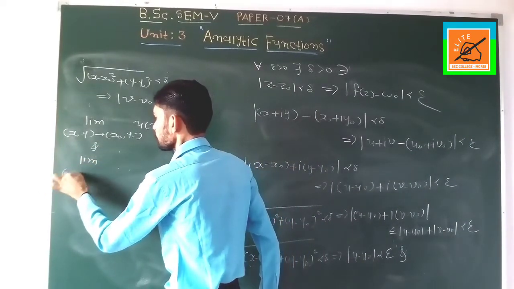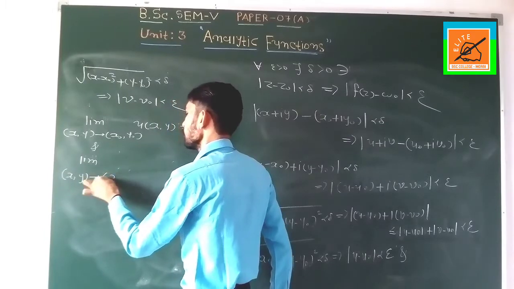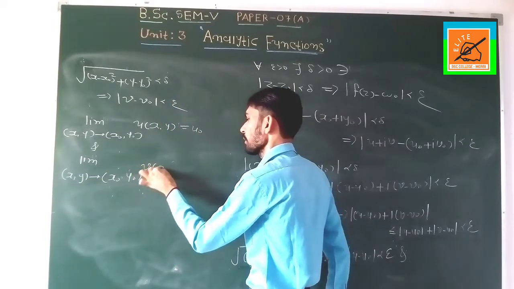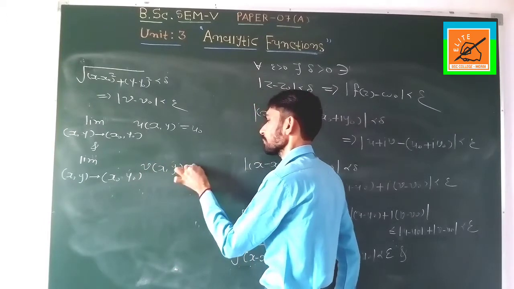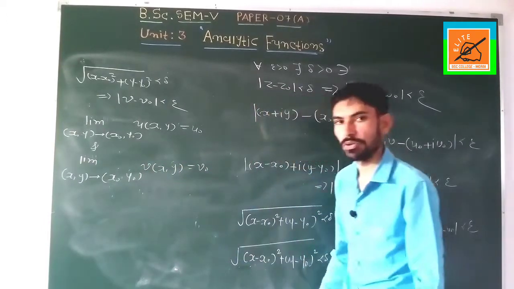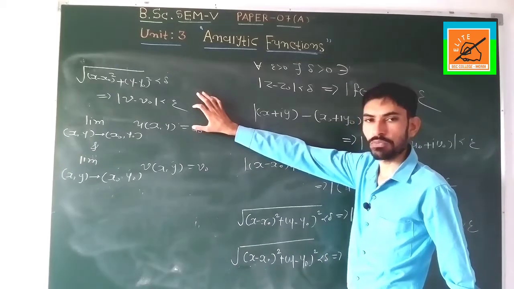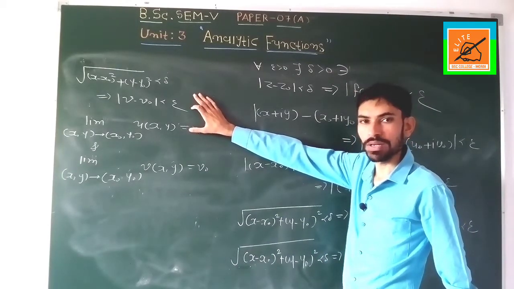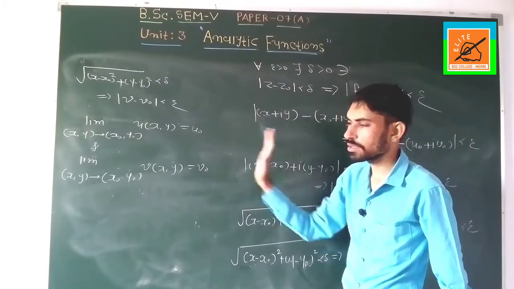And limit xy tends to x0 y0 v of xy is equal to v0. So this is the definition of our function v of xy. So this is the definition of limit of our function v of xy. So this is the proof.